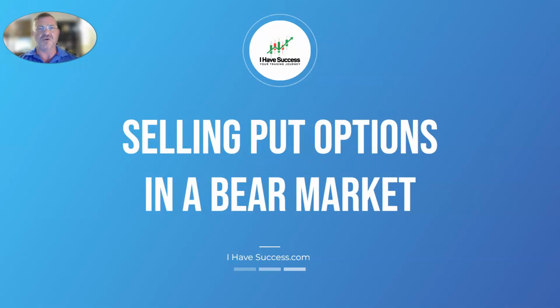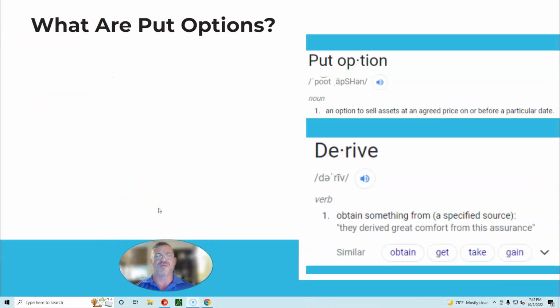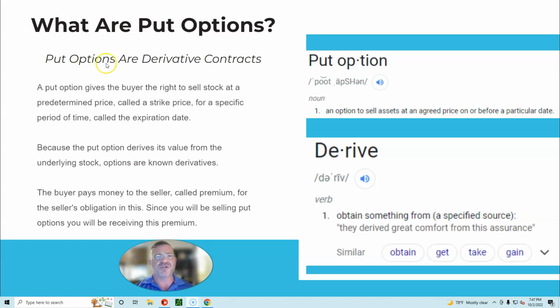Now let's get into selling put options in a bear market. First of all, what are put options? Put options are derivative contracts. What's a derivative? A derivative is something that obtains something from something. So a stock option is obtaining its value from a stock. So the stock option is a derivative of the stock. Thus, put options are derivative contracts.